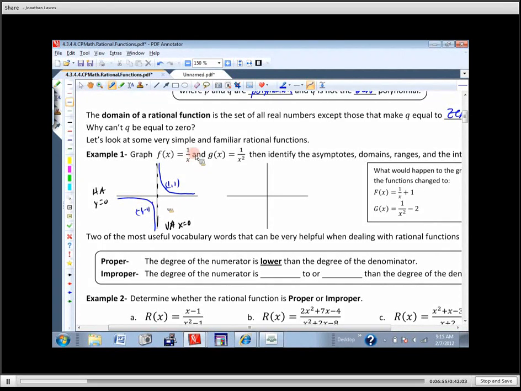And this will never equal 0 because the numerator is a 1. The only way that we could get this to equal 0 is if the top was 0, and it's not. It's a 1. It doesn't even have a variable in it. Good there? Okay. Pretty simple rational function. Okay, this is the reciprocal square graph. Does anybody remember how these compare?